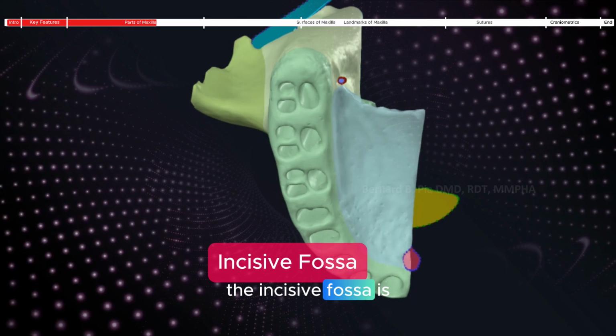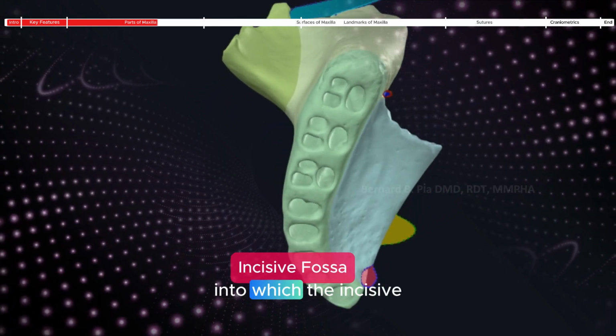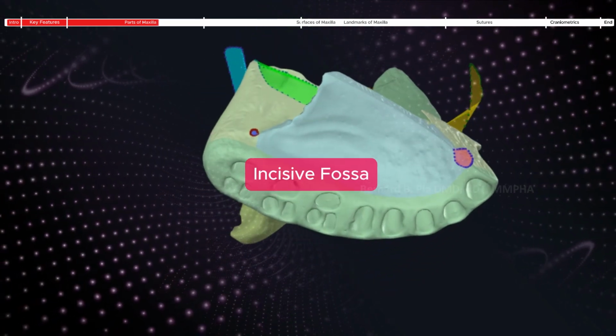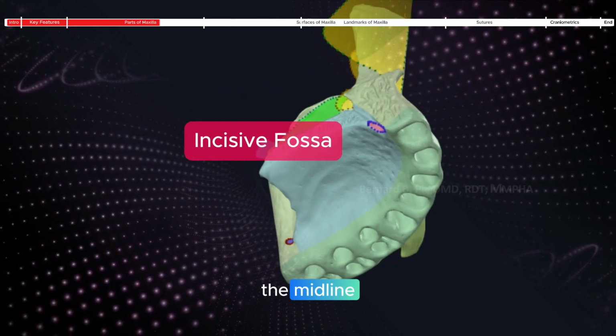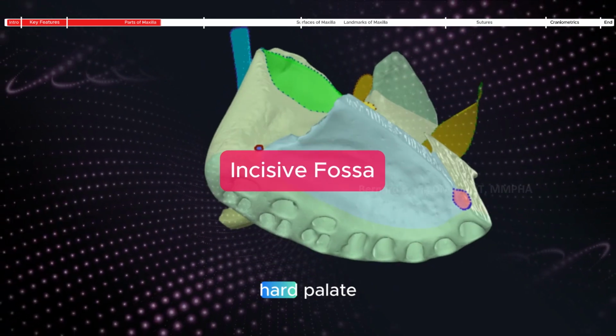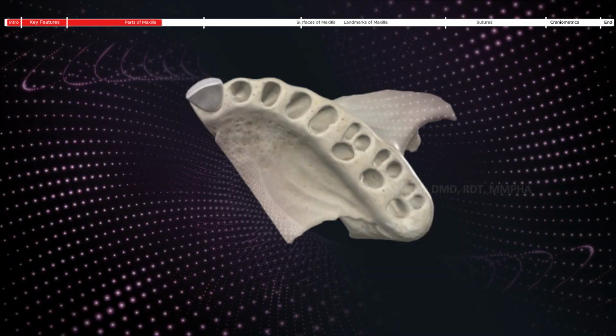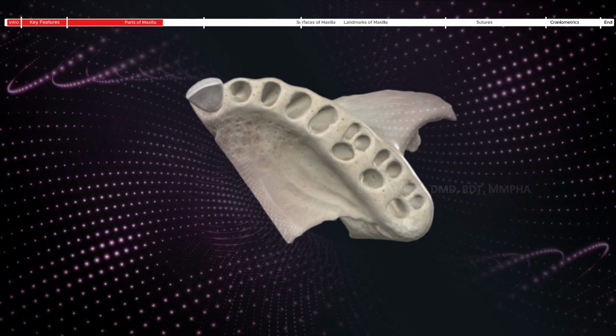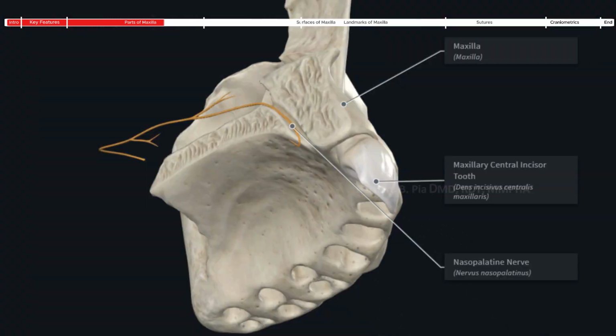The incisive fossa is the depression into which the incisive foramina open. It is located along the midline on the anterior aspect of the bony hard palate, posterior to the central maxillary incisor teeth. The incisive fossa allows for the passage of the nasopalatine nerves.